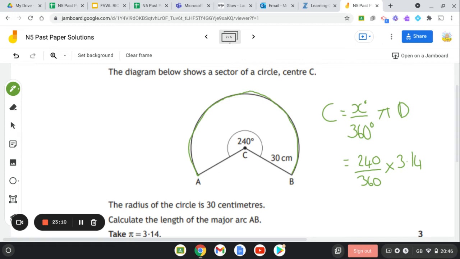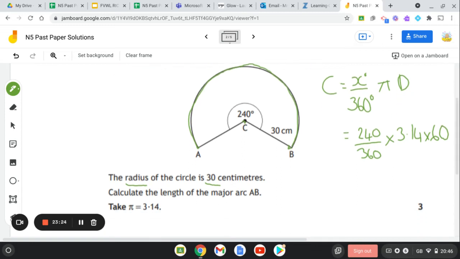Now be careful here because the question has given you the radius, so just from the centre to the circumference. So you need to double that to get the diameter. So the diameter is 60. Now what makes this a difficult question is that you've got a fraction, you've got a decimal, and you've got timesing by a whole number.